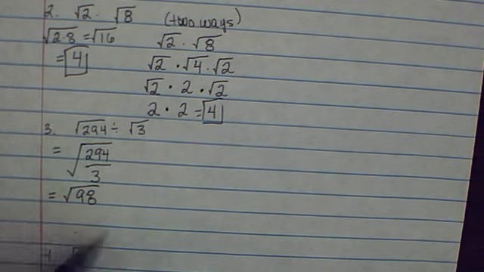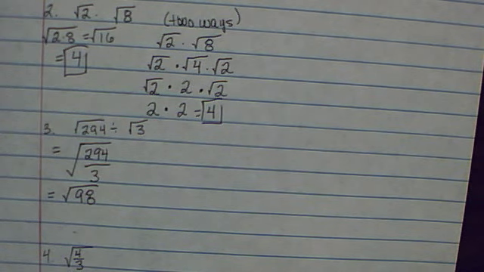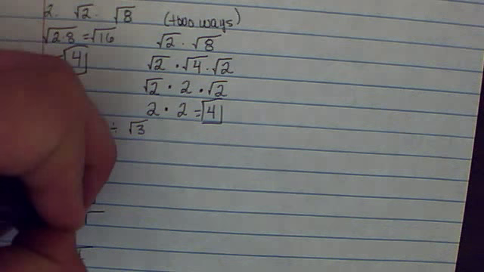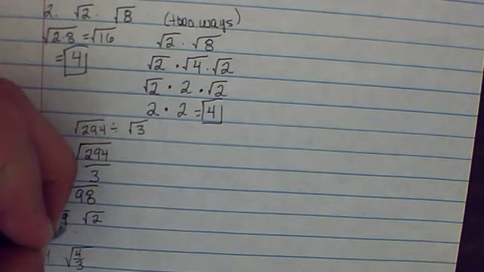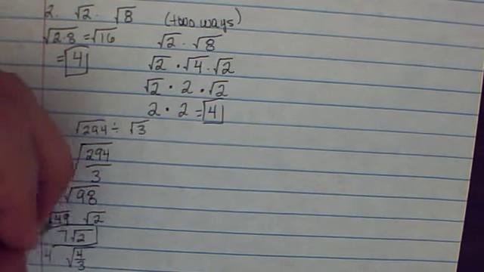I have 4 going into 98, 9 going into 98, 16 going into 98, 25 going into 98, and keep going. Eventually you're going to find that 98 is the product of 49 and 2. 49 times 2 gives me 98. The square root of 49 is 7. The square root of 2 will remain as the square root of 2, and that'll be your answer.